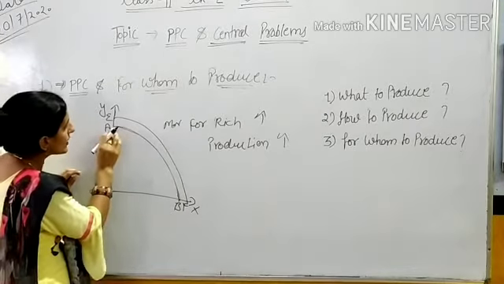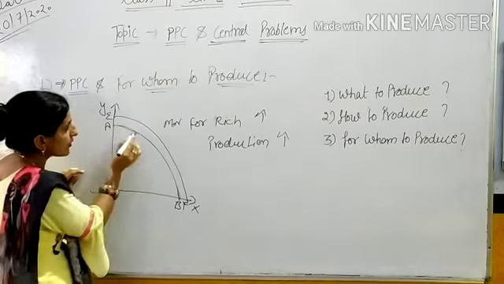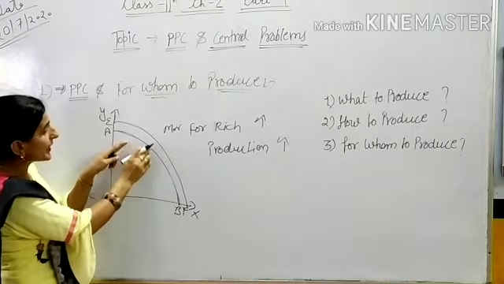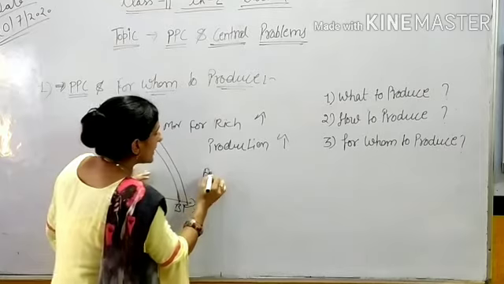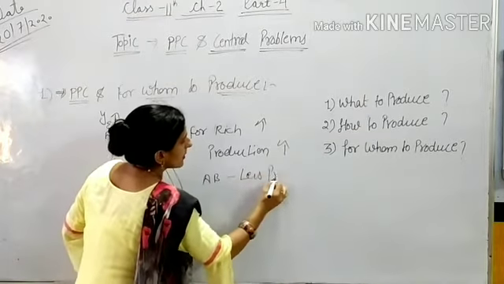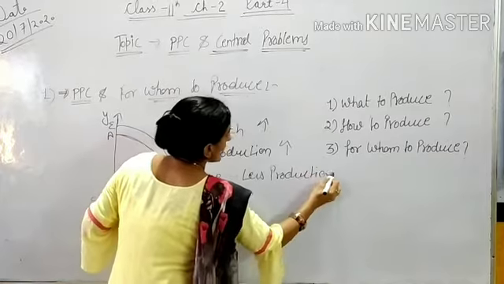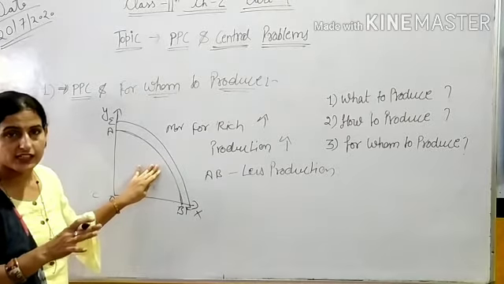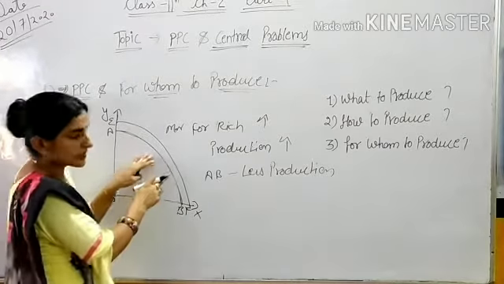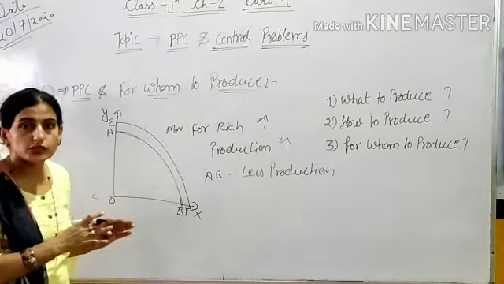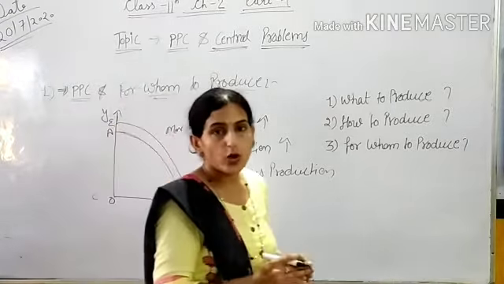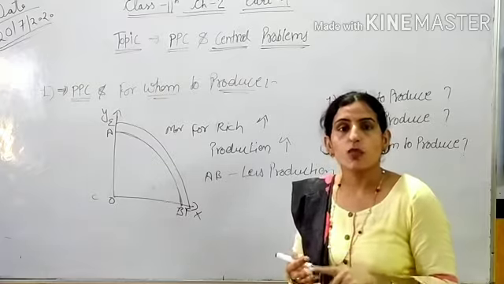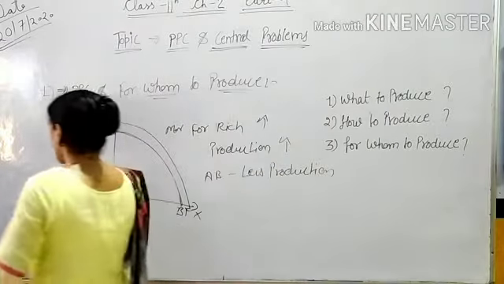If a country is producing on this AB PPC, this line, then there is less production compared to EF, because here the distribution of goods is more for the poor section of society. The EF line shows more production of both goods in a country, more distribution for the rich section of society, more investment, more capital formation, more growth of the GDP. Okay, got it?